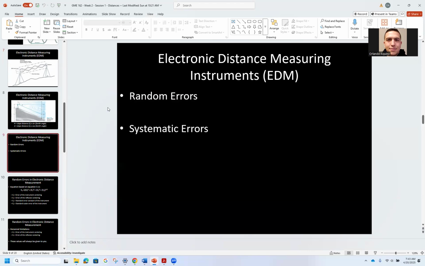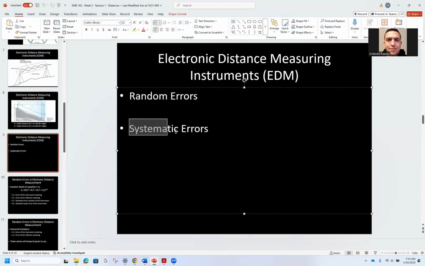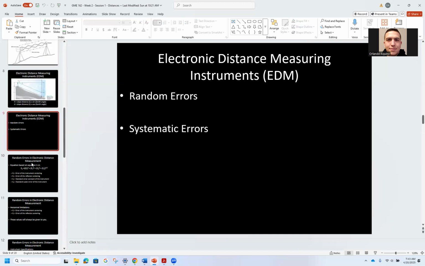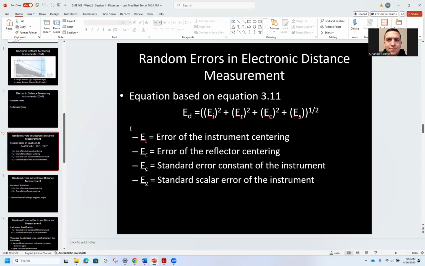You will see that they discuss random and systematic errors in the video. We already discussed systematic errors in the previous one, but the random errors will be carried out in that video. You will see this formula. This is the formula based off of equation 3.11. That's also in the chapter of the Pearson book.